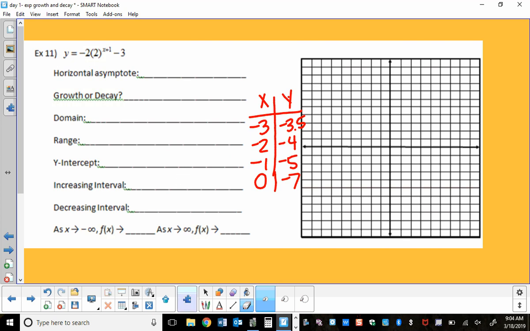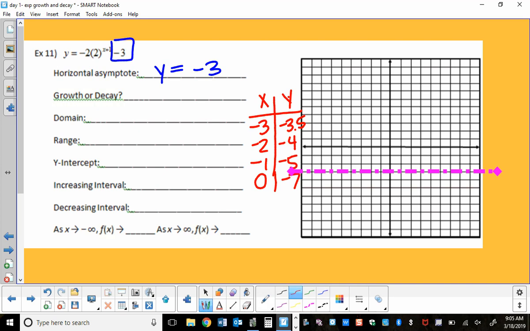Look at my equation, your function. What is your horizontal asymptote going to be? -3. Looking at that last number after my exponents. Okay, so I'm going to draw a dotted line at -3. And then I'm going to go ahead and plot some points.